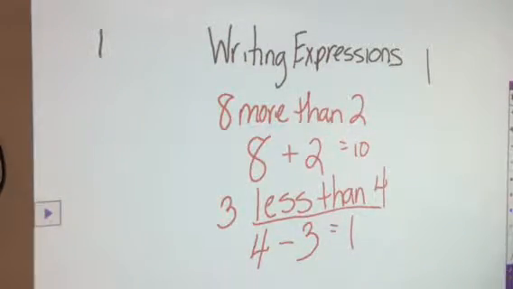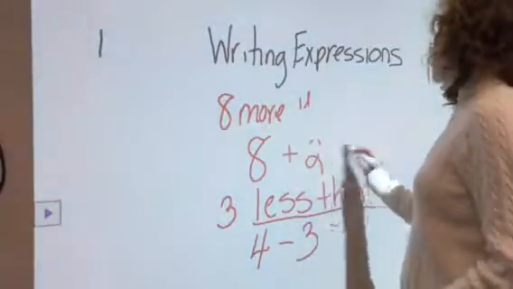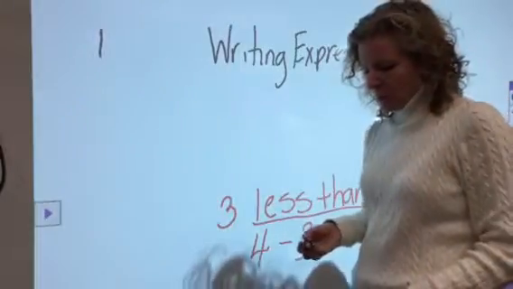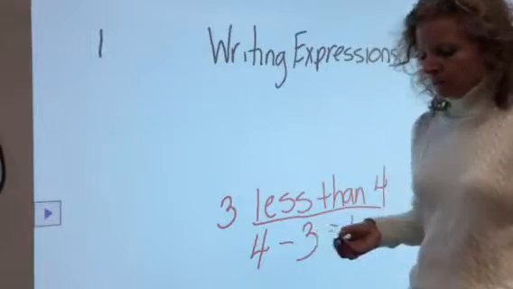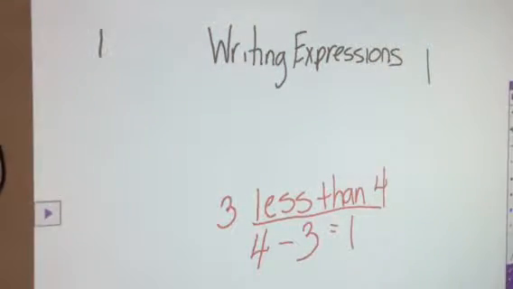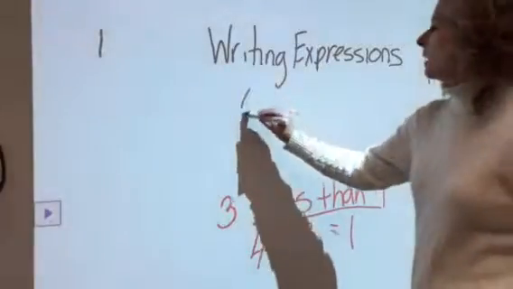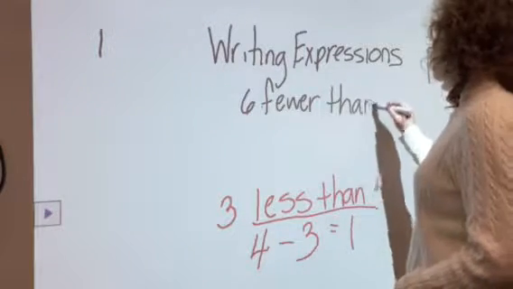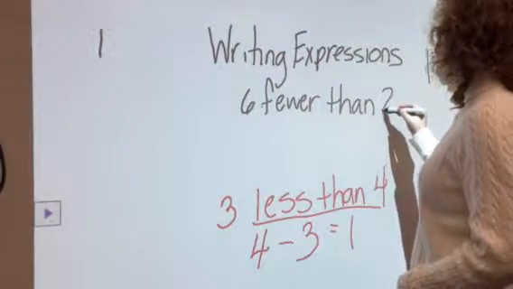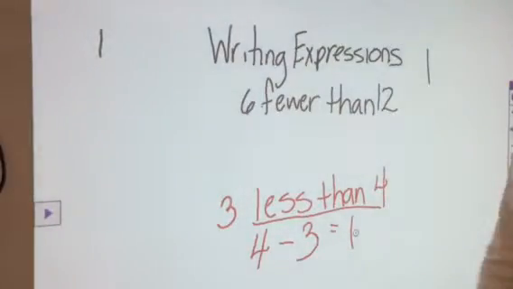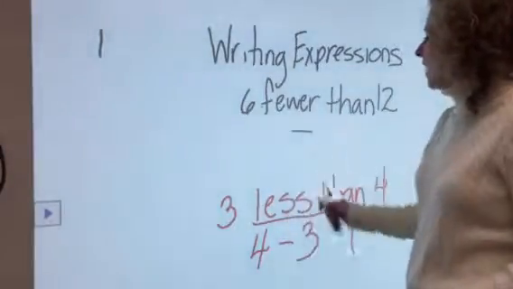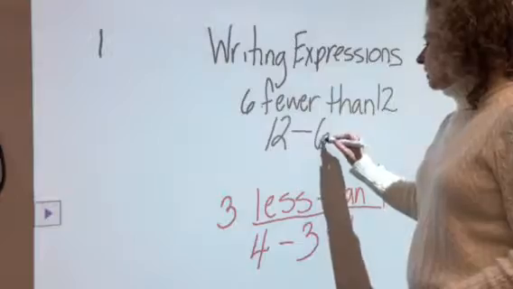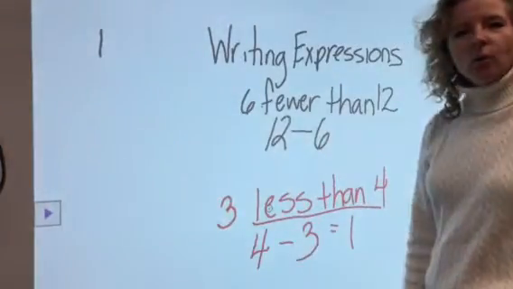Or we could do, let's do another subtraction one, because I think sometimes they can be slightly harder than the others. We could do, let's see, 6 fewer than 12. Let's do 6 fewer than 12. Fewer than means that. So we need 6 fewer than 12. Bigger. 6 fewer than 12. That would work.